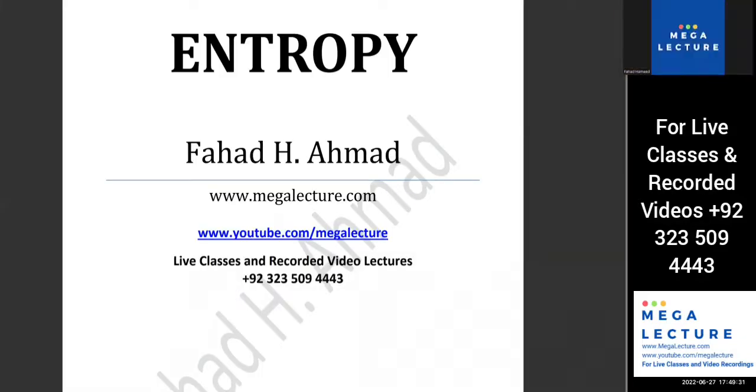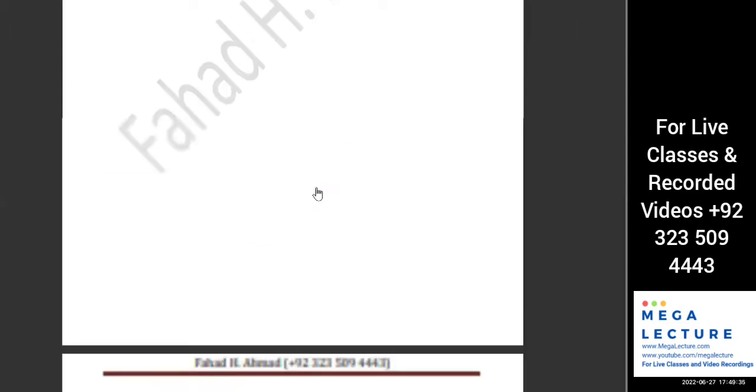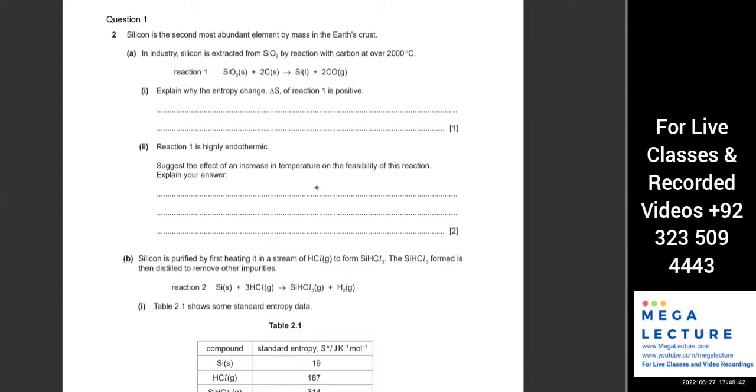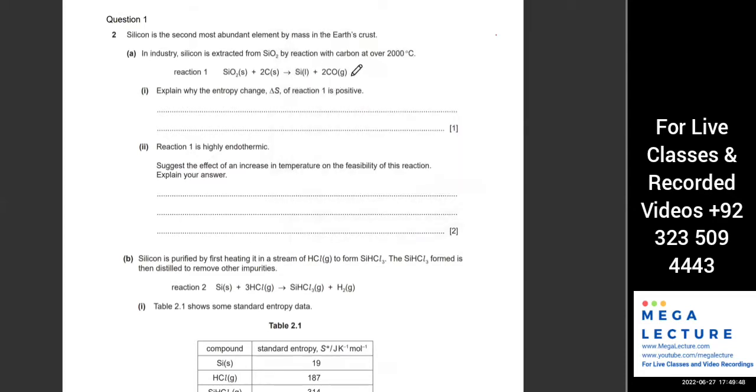What I'll do is I'll try and do a few of those questions. Starting with the first one, let's try and do this one. He's saying the first question, most of them are going to be very straightforward. It's just 3-4 things that they're going to ask you about. So the first one is, why is the entropy change of reaction one positive?